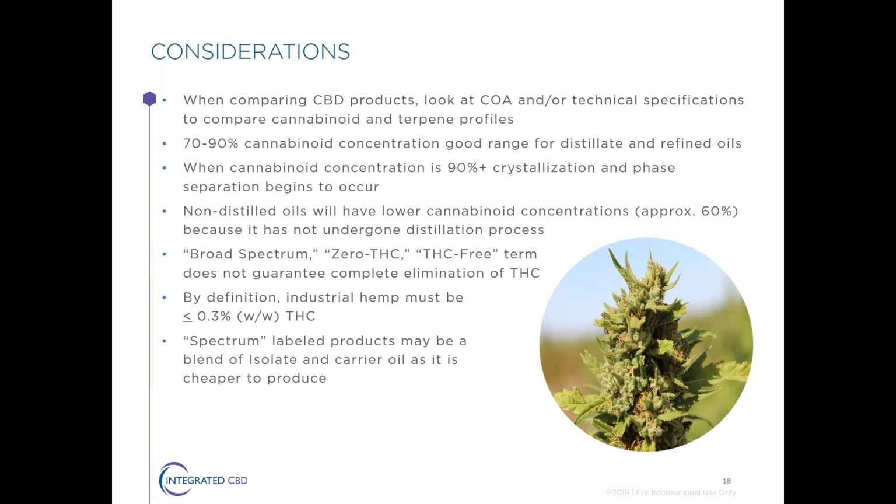Some of the things that Brandon defined gave more of the terminology of the process, but things to look out for: when you are looking for a good distillate or concentration of refined oils, they should contain between 70 and 90% cannabinoid. The reason that you don't want much more than that is the next point, which is all of a sudden you go from a liquid viscous product to a crystallized product.